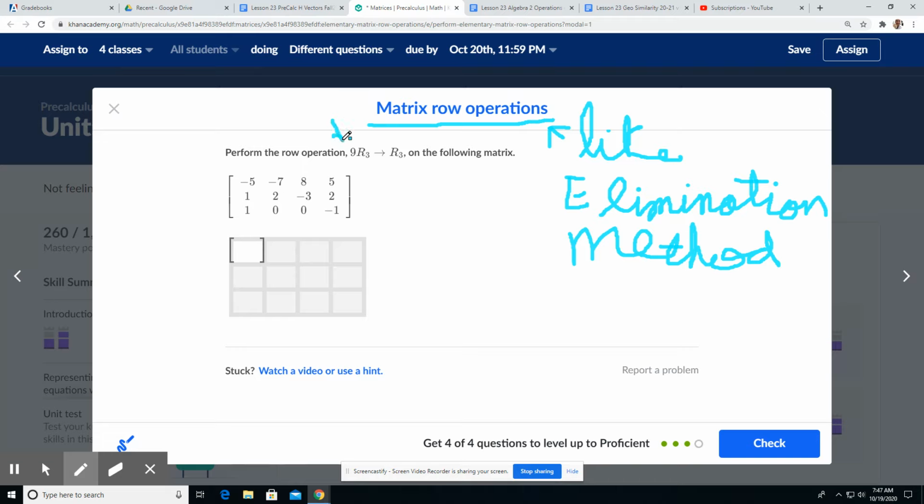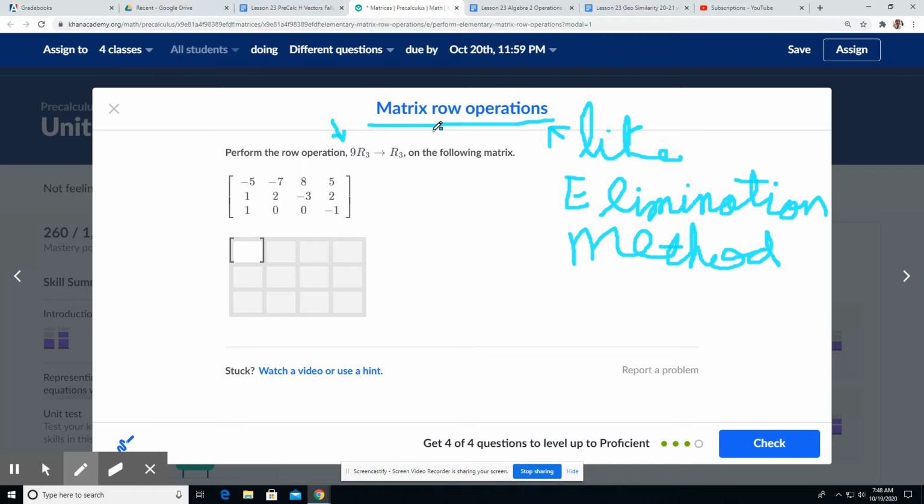We have that 9. It's kind of like a scalar. We're going to be multiplying that whole row 3 by 9. That's what that means. And then we're replacing it with row 3. So elimination method is when you combine two rows, either adding or subtracting the rows together. That's the elimination method. And then we have that multiplier that affects the entire row.